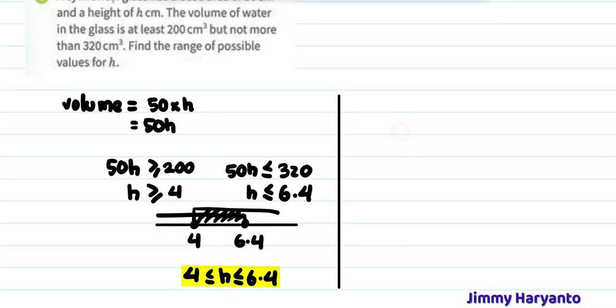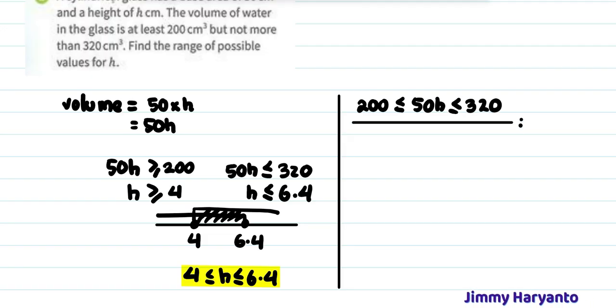But I have another method to solve this. We do know that at least means greater than or equal to, and no more than 320 means less than or equal to. So we can tell that the volume is in between 200 and 320. That means I can write it like this also: 50h, the volume, is in between 200 and 320, and then I can divide them all by 50 directly like this. So you have 4 less than or equal to h less than or equal to 6.4.